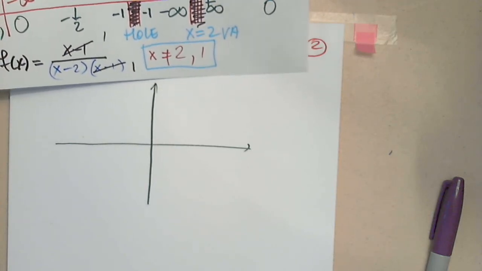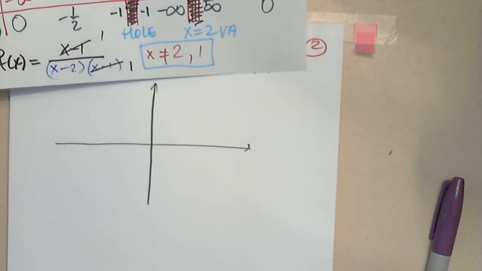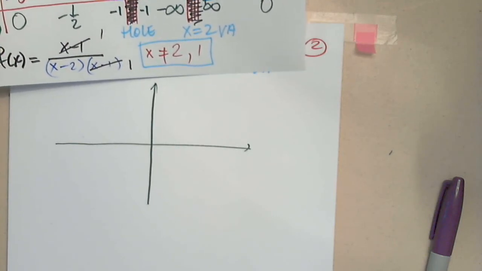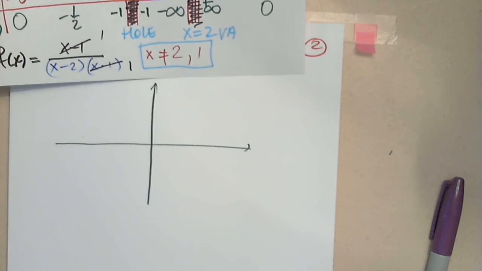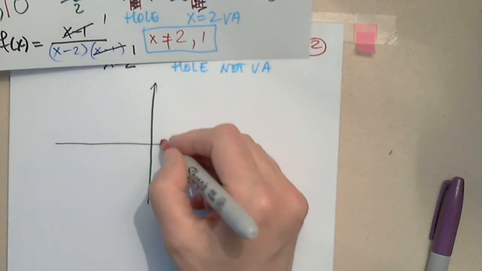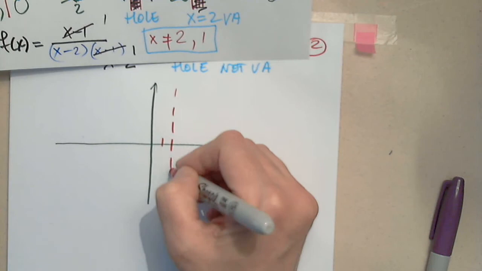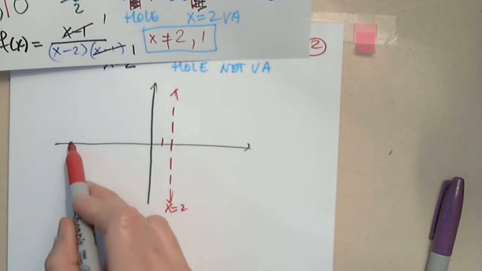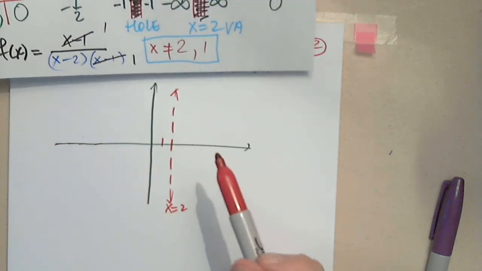What do we need to graph first when we graph functions with asymptotes? Graph the asymptotes. That's the key. First, we have to graph the asymptotes. So this is x equals 2. This is an asymptote. So the asymptotes are 1 and 2, right?